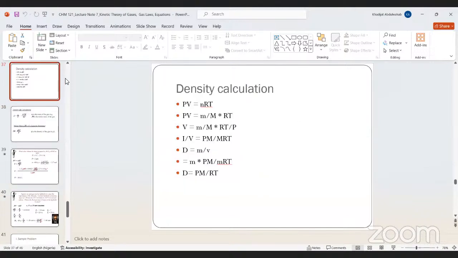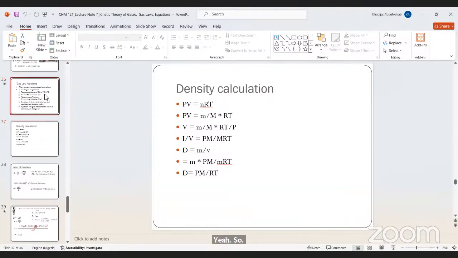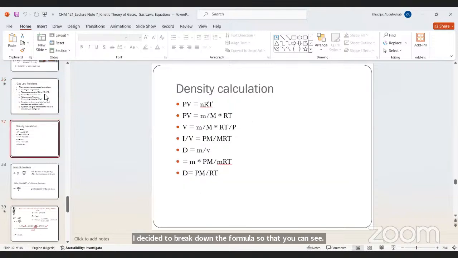I decided to break down the formula so that you can see how we got that density formula. You know, the ideal gas equation equals PV equals nRT. And then we know n, which is the number of moles, is mass over molar mass. So instead of putting n, we can replace it with mass over molar mass and still multiply by RT.